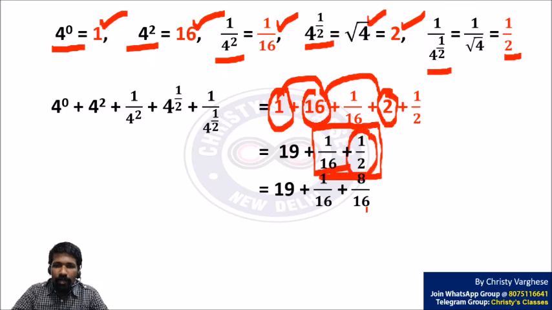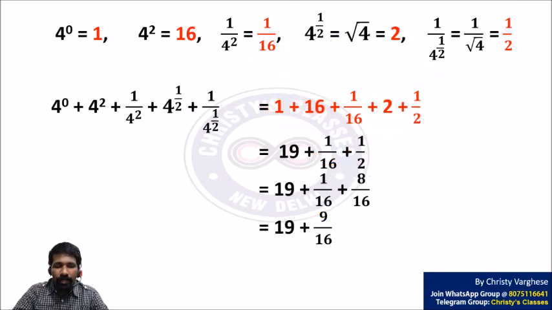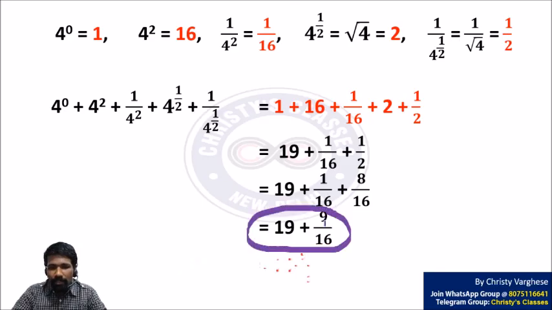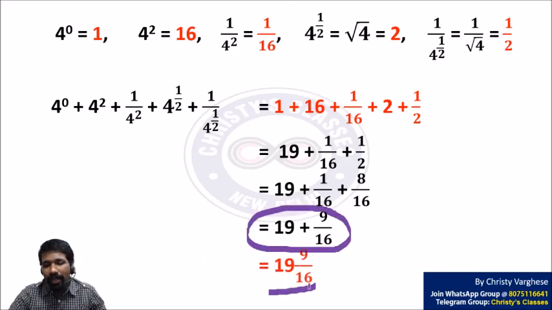1 by 2 you can write as 8 by 16 to make the LCM 16. 1 by 16 plus 8 by 16 is 9 by 16. So 19 plus 9 by 16 will be the final value you are getting. 19 plus 9 by 16 is not there in the answer options, but 19 and 9 by 16 is there. Yeah, they both are the same. 19 plus 9 by 16 is the same as 19 and 9 by 16.